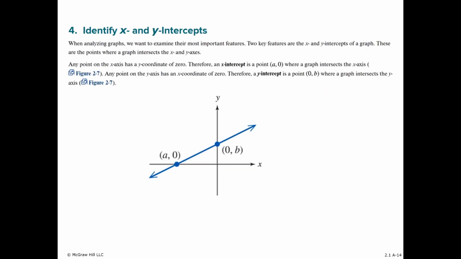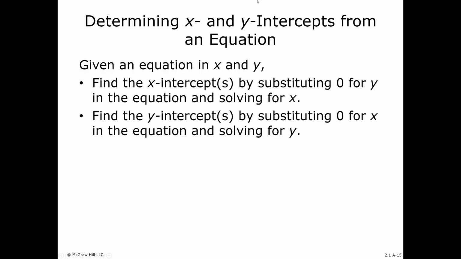Now, identifying the x and y intercepts. When you cross the x-axis, your y is 0, and when you cross the y-axis, your x is 0. So when you're trying to find the x and y intercepts, you just put in 0 for x and 0 for y and see what you get. And so here's what I just said. You find the x-intercepts by substituting 0 for y. You find the y-intercepts by substituting 0 for x.